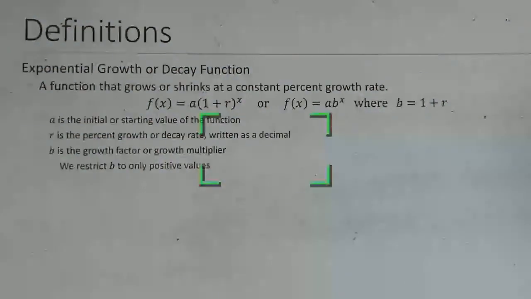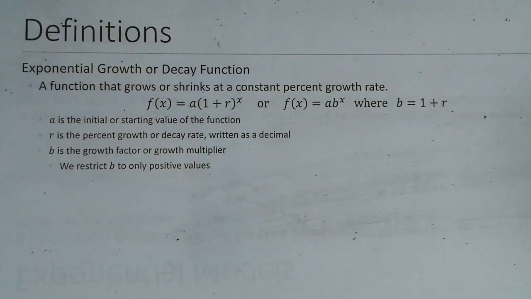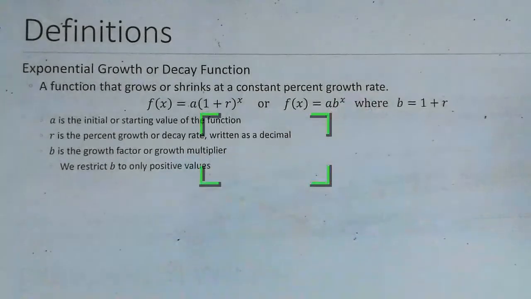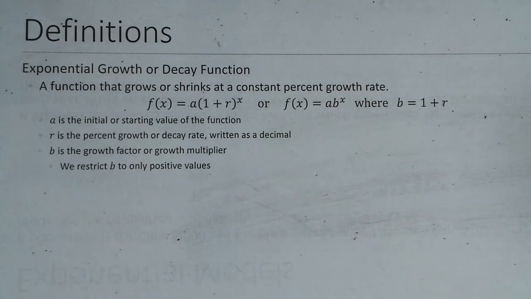In this form of the function, a is our initial or starting value of the function, so it's where we begin. r is our percent growth rate or percent decay rate, and we're going to write that percent as a decimal. b is our growth factor or growth multiplier, and we are going to restrict b to only be positive values. We're not going to deal with anything negative.